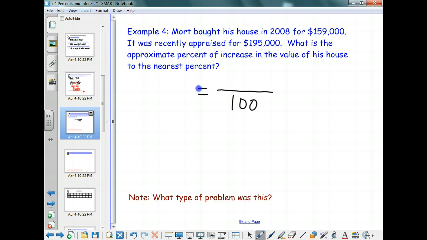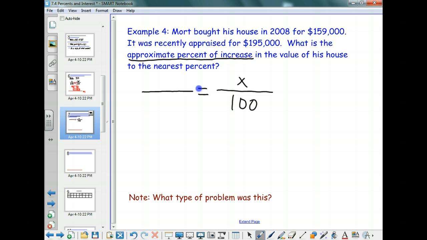No. No, I don't. Do I? No, because it's the percent that goes on top of the 100, right? So that's actually what I'm finding in this problem, and it talks about that too. It says, find the approximate percent of increase. That's what I'm looking for. I'm looking for a percent. On the left-hand side, I've got these two different values, and I need to figure out which one goes where.